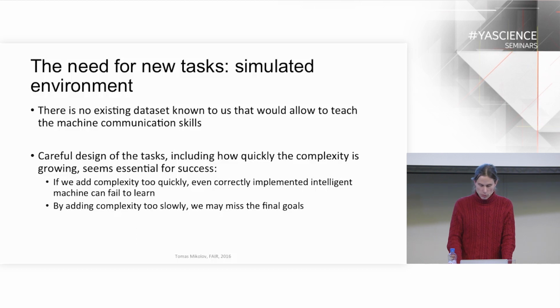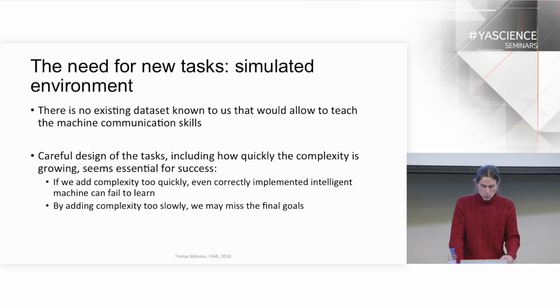Also, it doesn't seem to be an easy task at all. If we were adding complexity to this environment too quickly, then even an intelligent machine, in the same way as an intelligent human, can fail to learn. Humans are limited in their learning abilities too. If there's too much complexity coming too quickly, then we basically fail. It's like trying to skip elementary school and going directly to the university. People who don't know how to read would have no idea how to catch up.